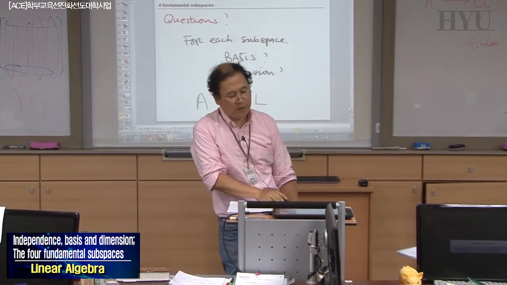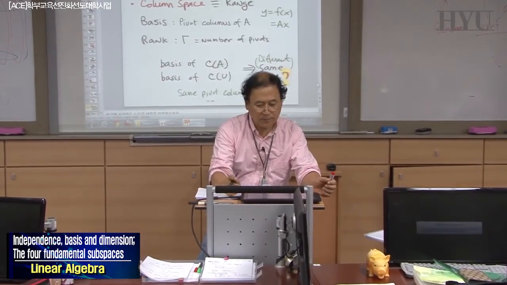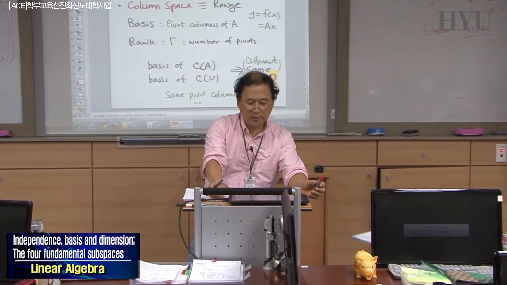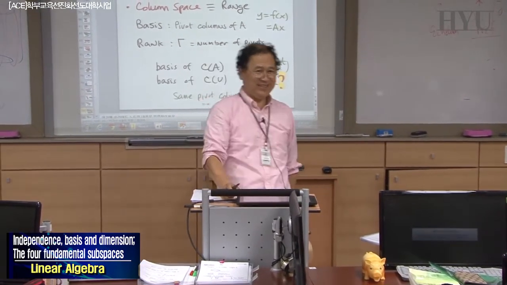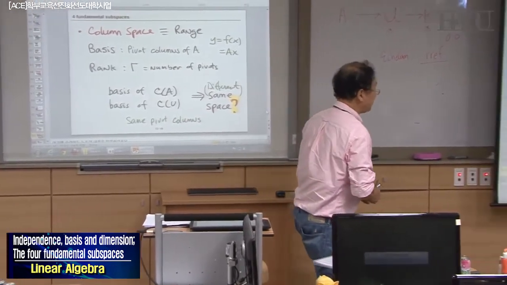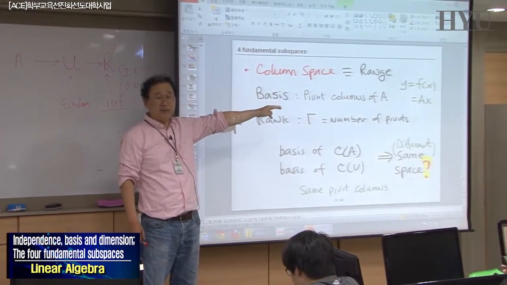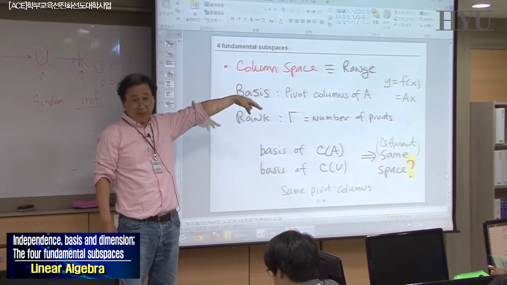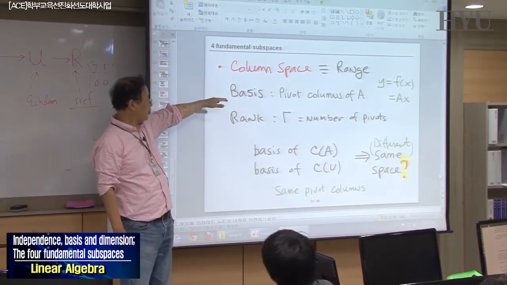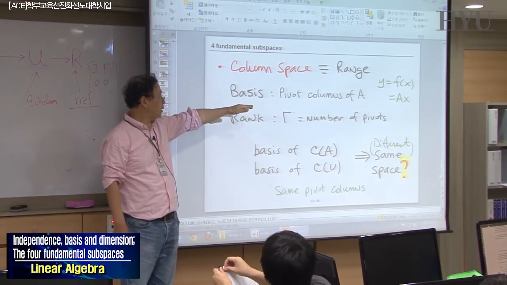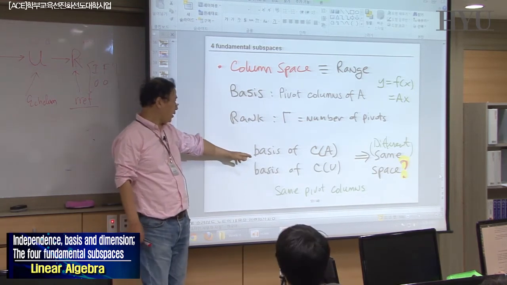So we try to find out, for each subspace, the basis and dimension. Column space, right? I've already talked about column space more than 10 times now. Just think about it as the range of a function. Like in the case of y equals f(x), what are the possible values of y? There's a range, right? So that's actually the column space. The basis vectors come from the pivot columns of A, and the rank r is the number of pivots. So the basis is the column vectors of C(A).